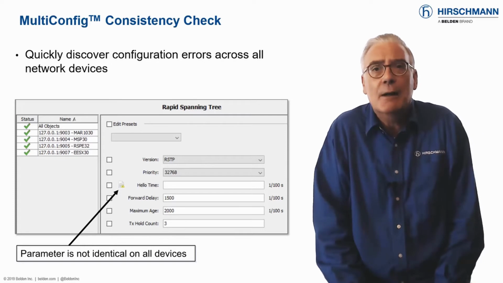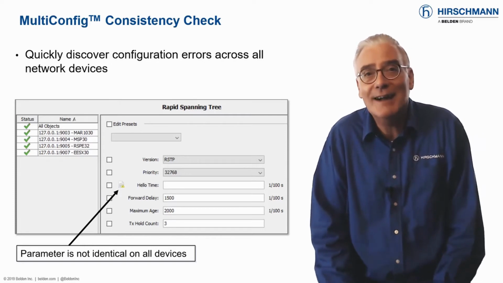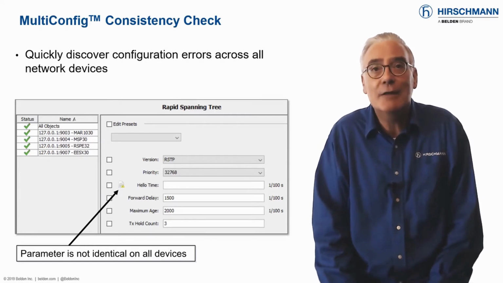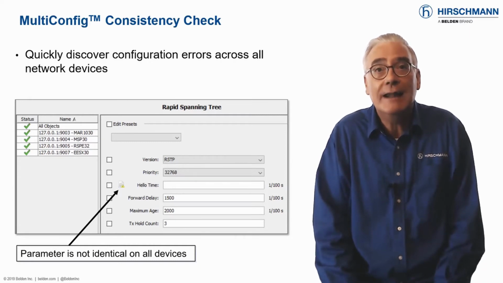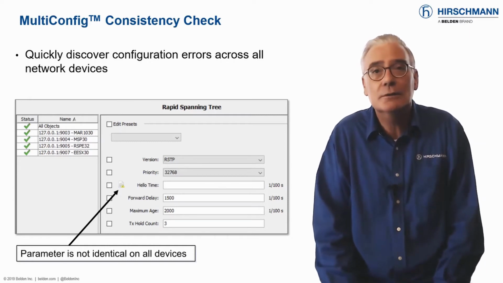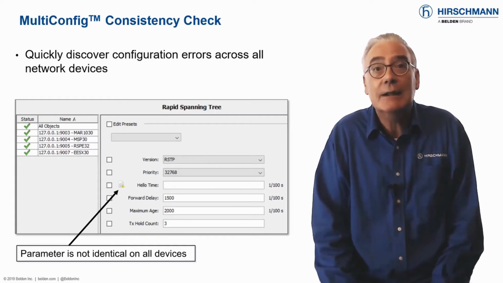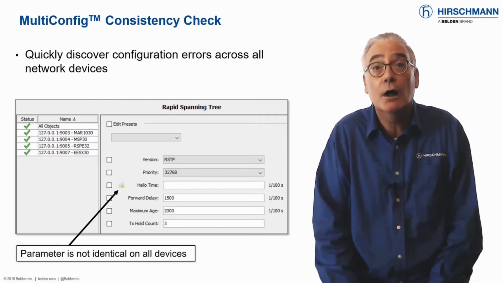To read the parameter per individual device, just select the relevant IP address. You will find the rogue value in no time at all. This simple technique will save you valuable time when investigating a network anomaly.